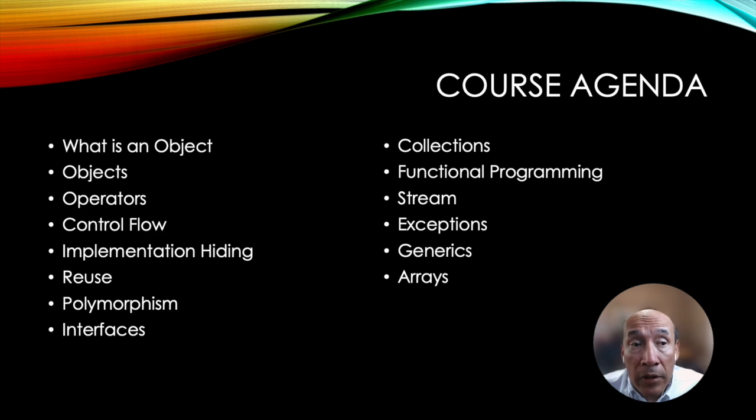We'll talk about the operators, control flow, that's the if, when, else, all that good old-fashioned stuff. What is implementation hiding, reuse, polymorphism, interfaces. Probably the most important part about the language is those sections. We're going to spend some time on that. Then, once you have kind of that foundation, we're going to talk about collections, functional programming, which is kind of the new way to do things after Java 8, streams.